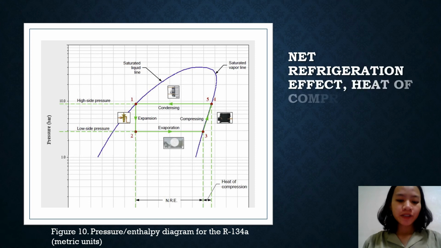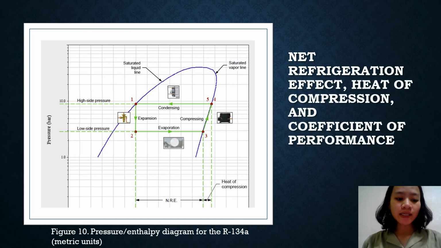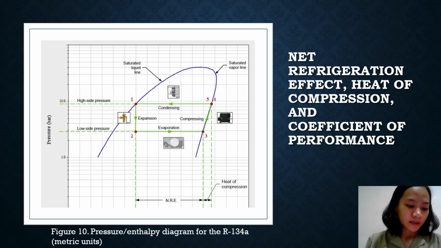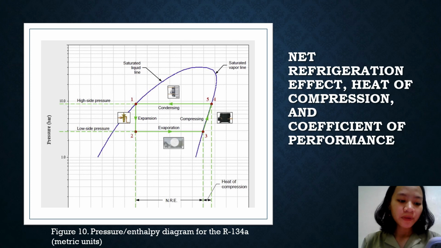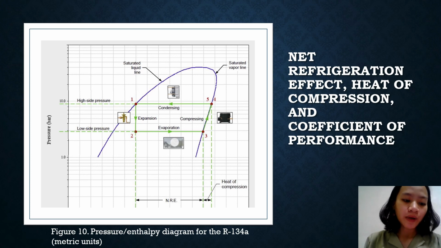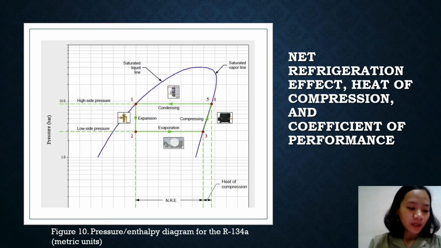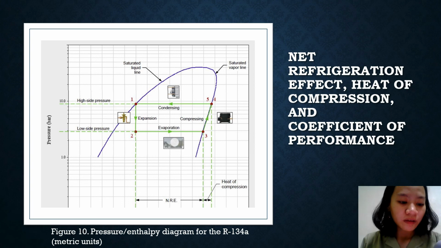Important characteristics of a refrigeration system are the net refrigeration effect, heat of compression, and the coefficient of performance. These properties can be determined graphically by using the system's refrigeration cycle, which refers to this figure. The net refrigeration effect or cooling load is the enthalpy removed by evaporation.